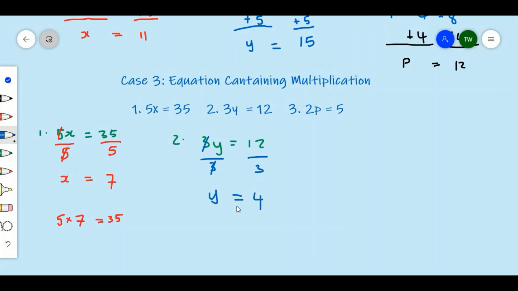You can always check your answer. Replace y with 4. So 3 times 4, that's going to give us 12. So y is equal to 4. To our final example.